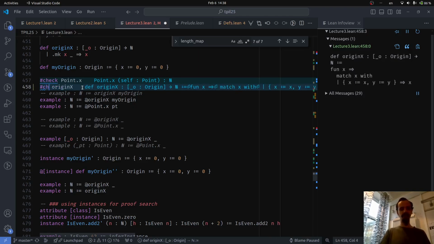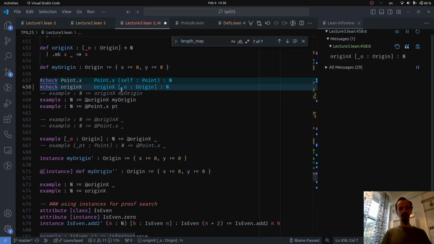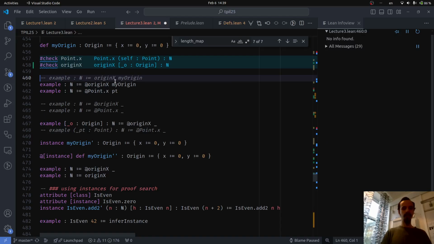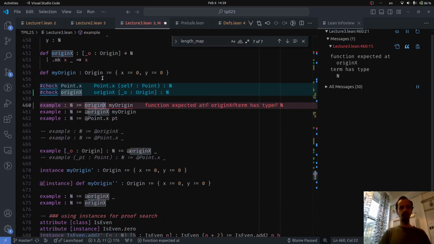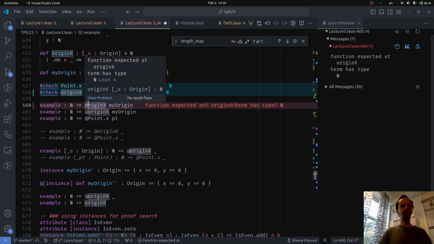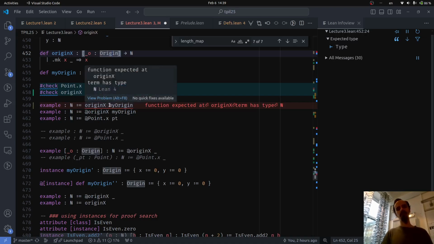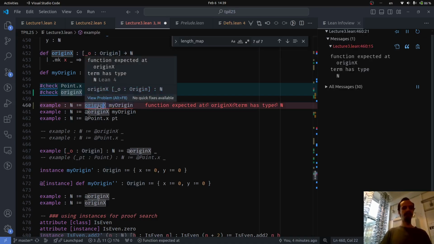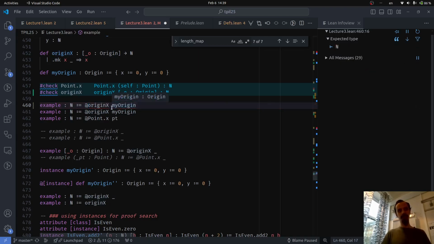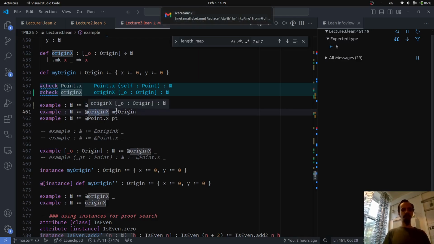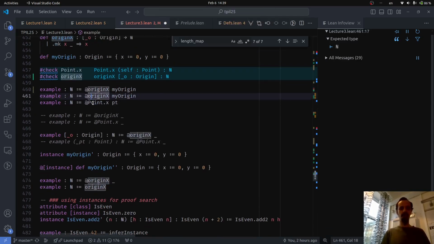So point.x and origin.x have basically the same type signature, although one of them is using the square brackets and one of them is using the round brackets. But we can see what the difference is. When you try to apply origin.x, we should give it an origin, right? I try to pass in my origin, it doesn't work, because it's actually not expecting an argument because it is implicit. So I have to pass the @ sign in order to say pass the thing. But we can just use it like a function, like this, just like point.x.